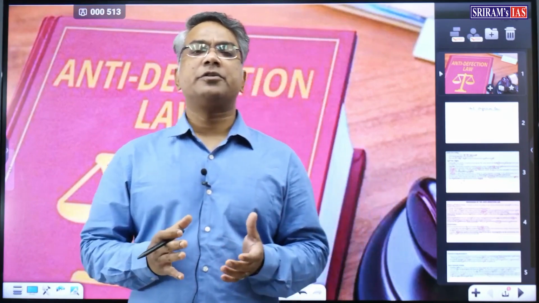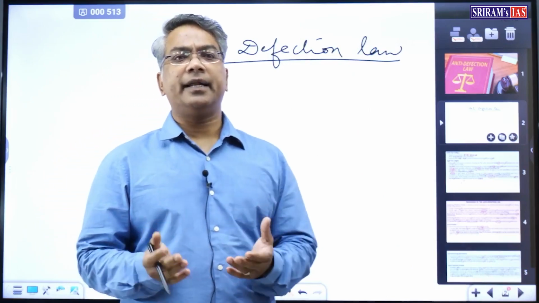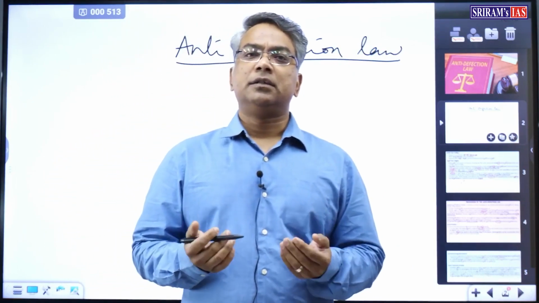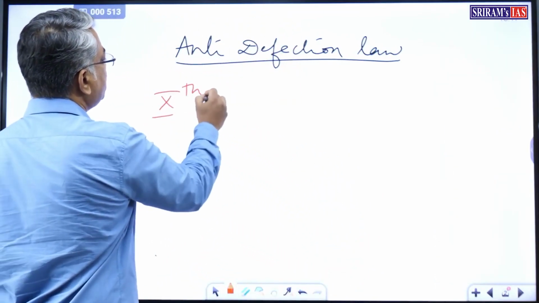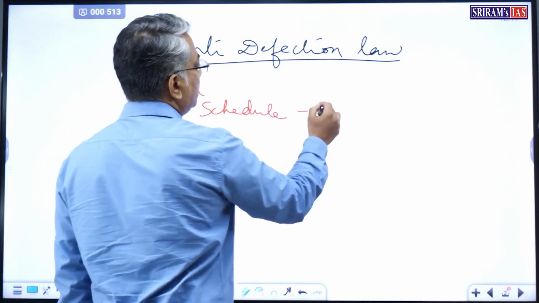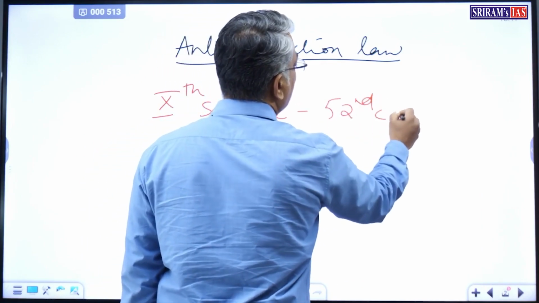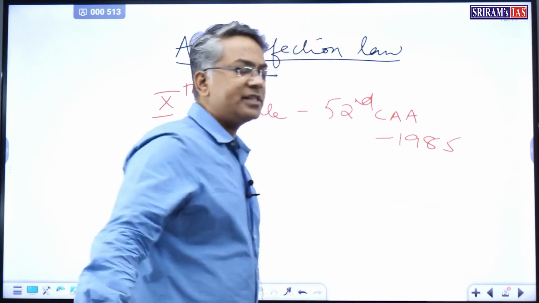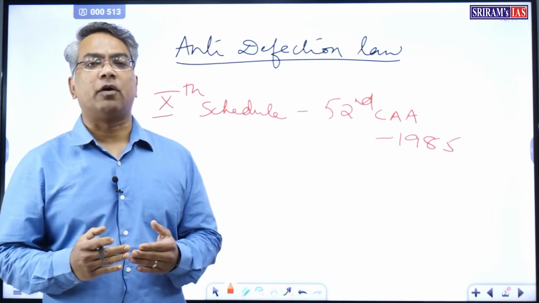The original constitution did not contain any provisions regarding the anti-defection law. The 10th Schedule, introduced by the 52nd Constitutional Amendment Act in the year 1985, contained provisions relating to the anti-defection law. So what is anti-defection law?